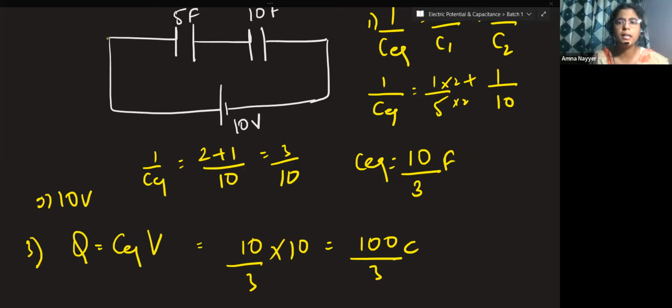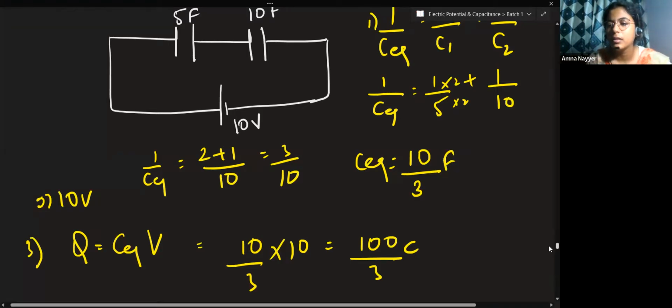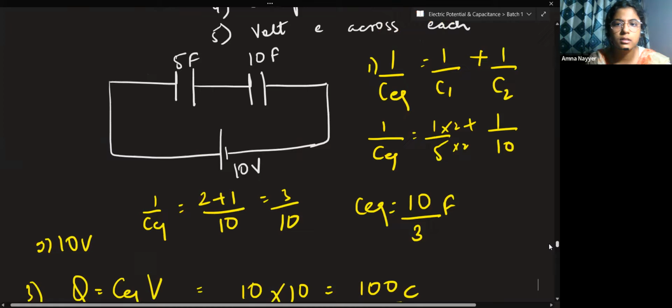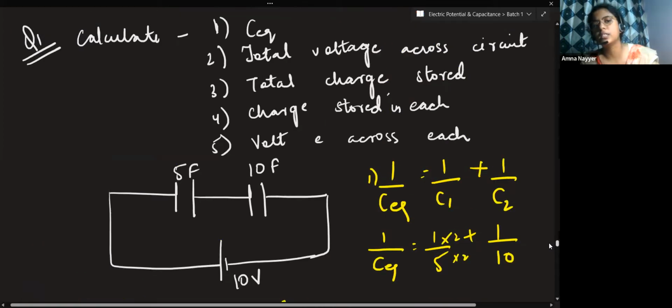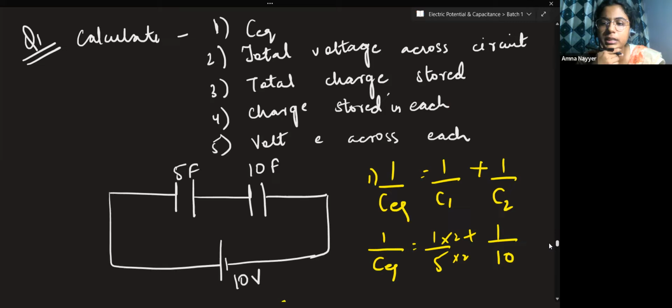So I think by now you must have written it down. Three parts done. So 3 parts are clear. Now let's do the fourth and fifth part. The fourth part was what? Charge stored in each. So can anyone tell me the answer for the fourth part as well? Charge stored in each. Any idea? You don't again have to calculate.